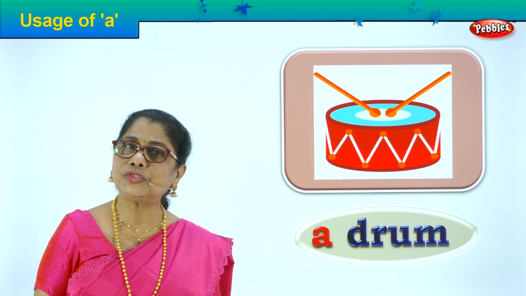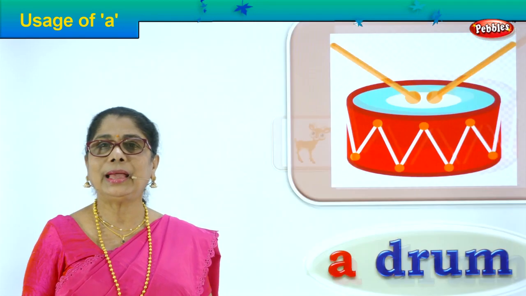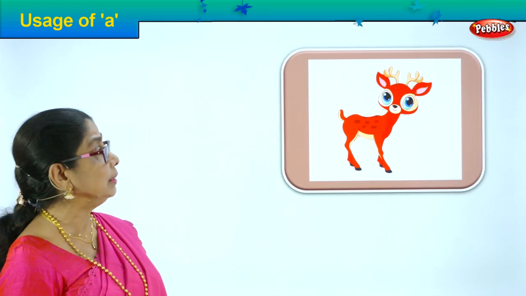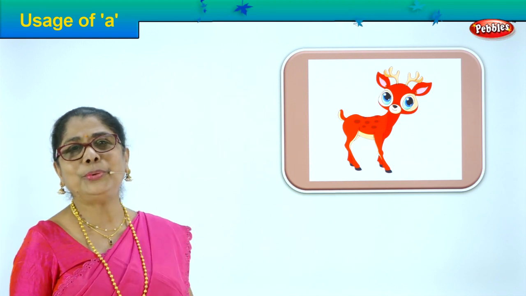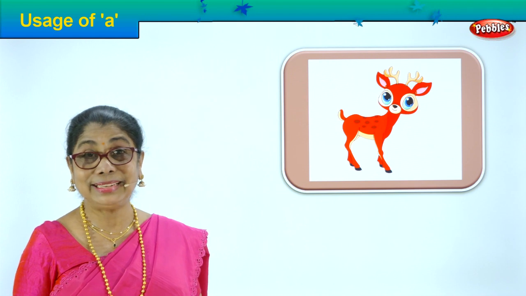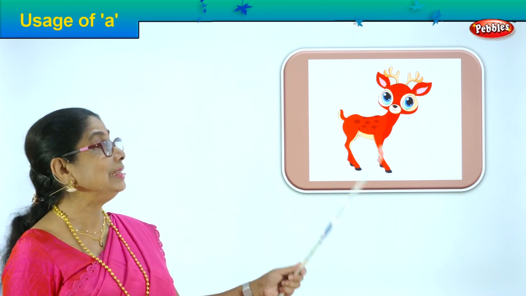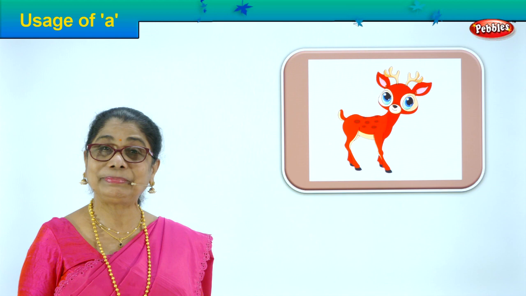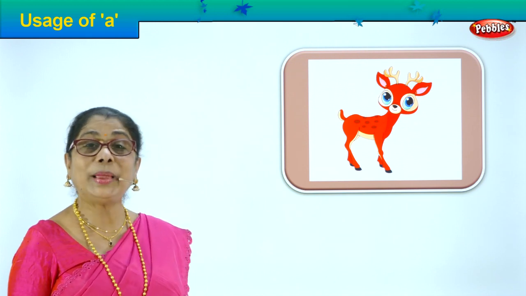Can we take another picture? Let's learn the usage of a before the word. What is this? Beautiful, a cute little deer. Yes? A cute little deer. How do you spell deer?